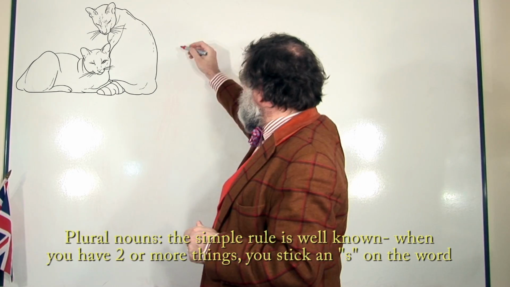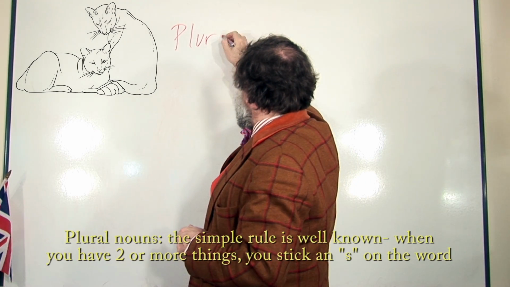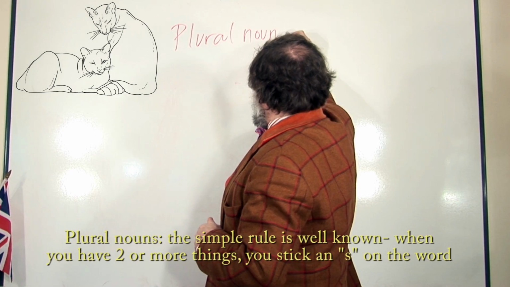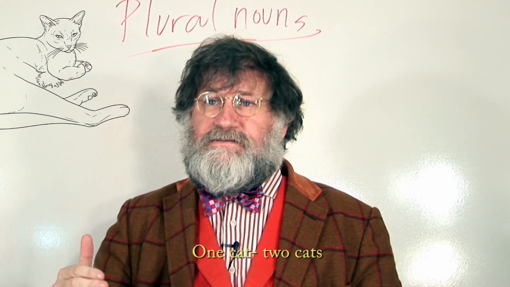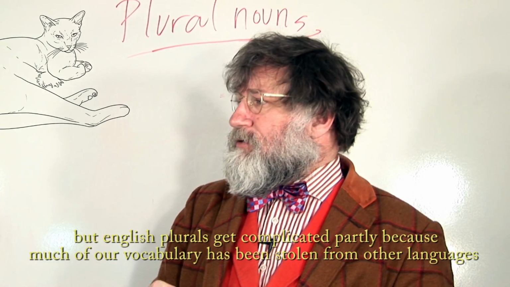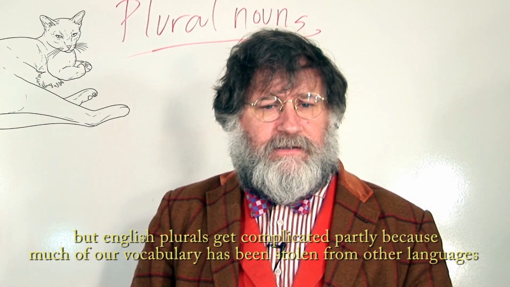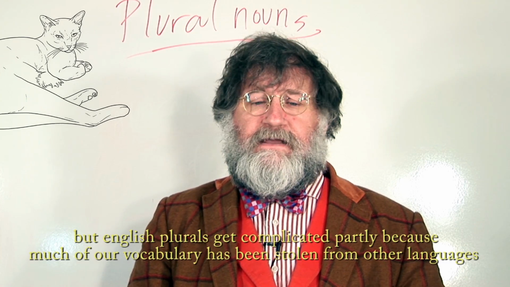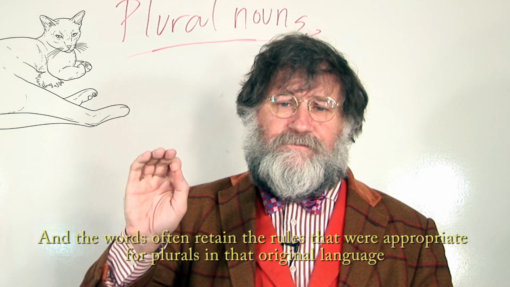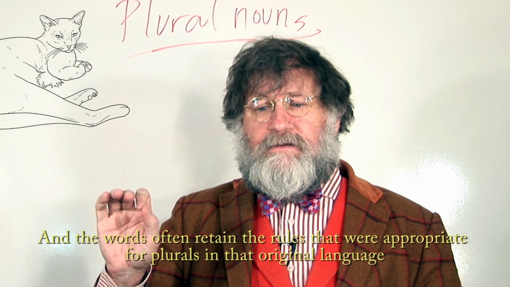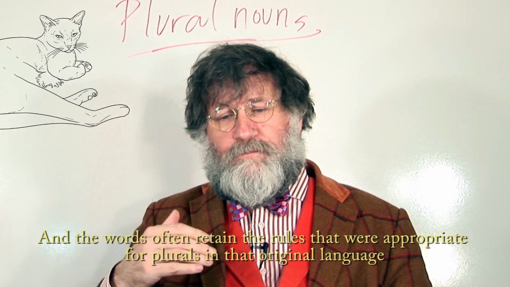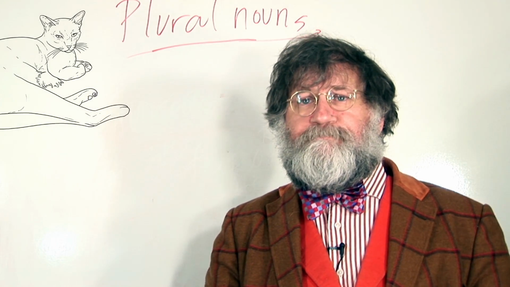Plural nouns, the simple rule is well known. When you have two or more things, you stick an S on the word. One cat, two cats. But English plurals get complicated, partly because much of our vocabulary has been stolen from other languages, and the words we have stolen often retain the rules which are appropriate for plurals in that original language.